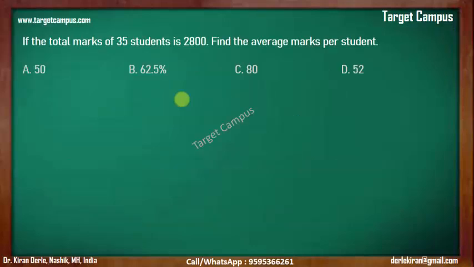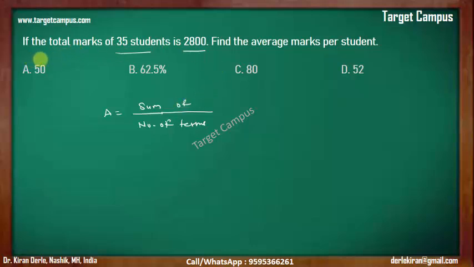So the first question comes up here. If the total marks of 35 students is 2800, find the average marks per student. Quite a basic question. So what is average? We know average is equal to sum of all terms divided by number of terms, right?